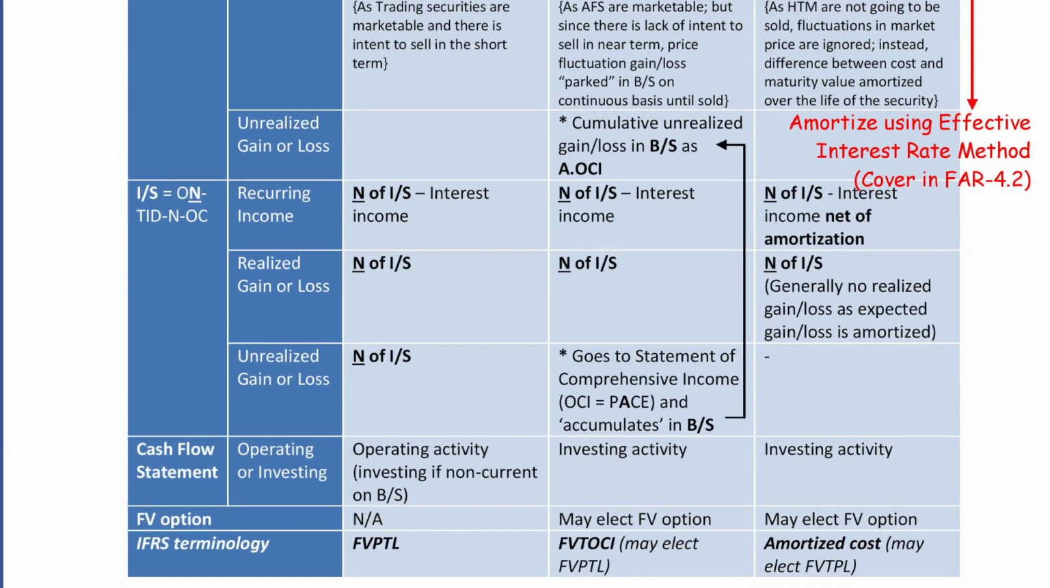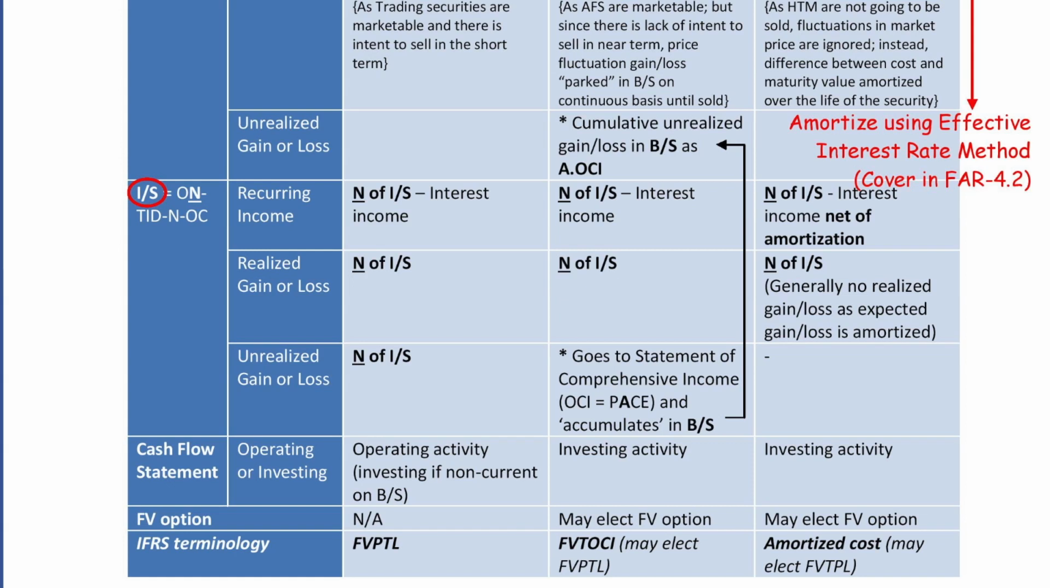Okay, so we've looked at the balance sheet impact: held for trading and available for sale at fair value, held to maturity securities at amortized cost. Now let's talk about, circle, income statement. So the interest income for held for trading or available for sale securities is part of non-operating income. For held to maturity securities, we're going to look at interest income net of any discount or premium amortization.